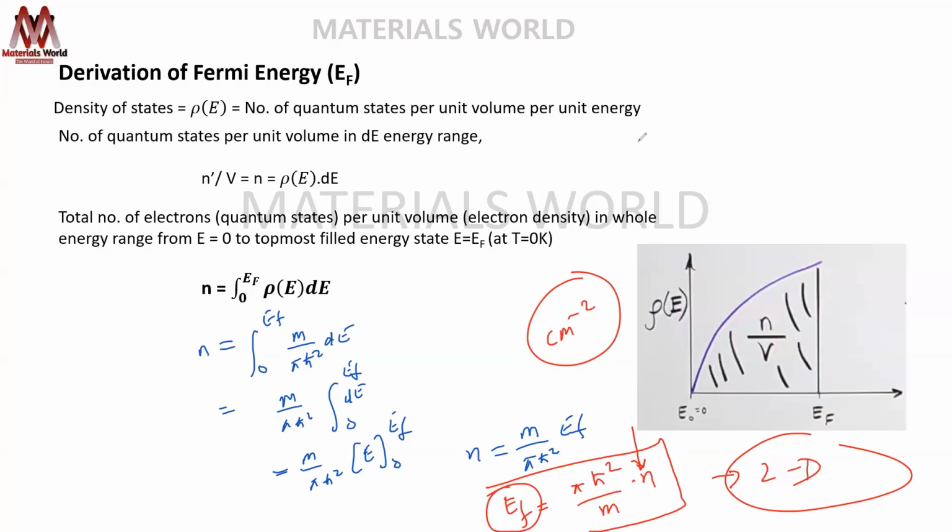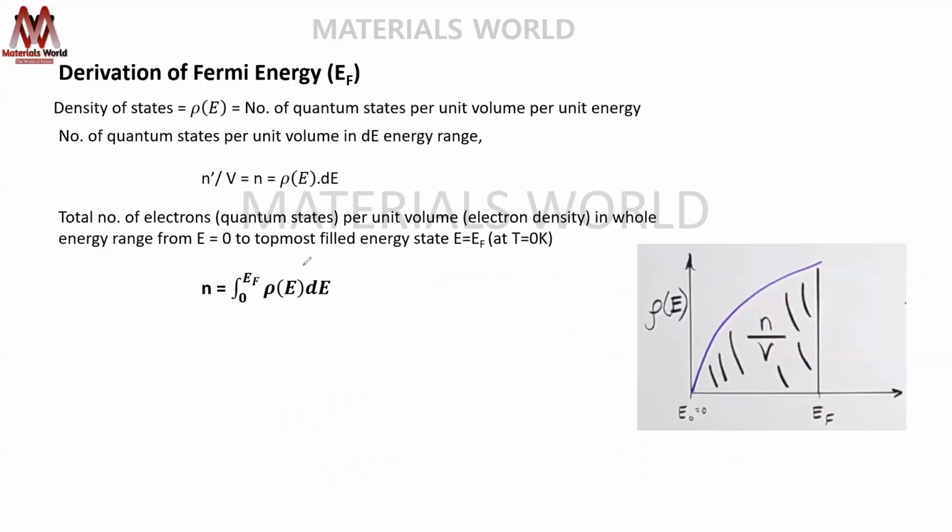Similarly, please note this down, or if you know the derivation, you just remember the density of states expression. Your rho of E or g of E is m by pi h cross square. There is no E. If you want to write E explicitly, you can write E to the power 0, because it is independent of E. It will become 1. It will be constant.